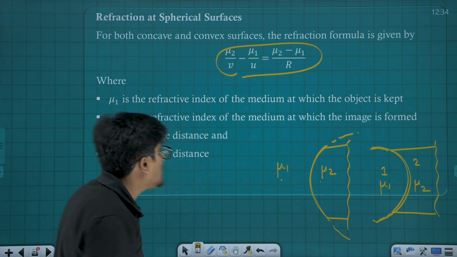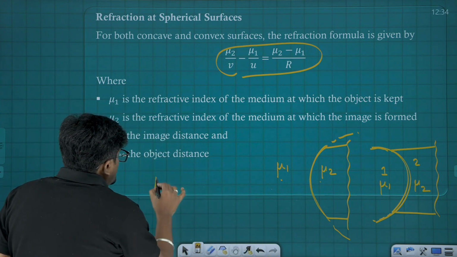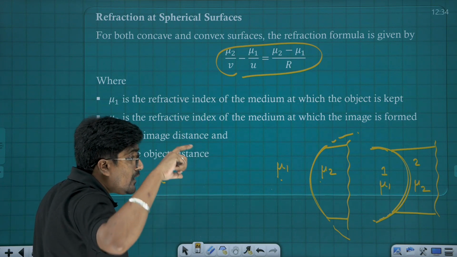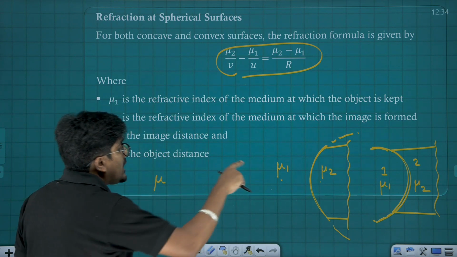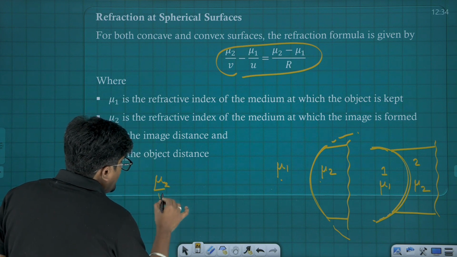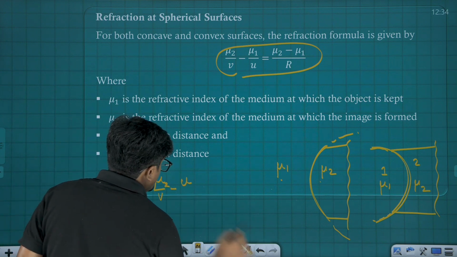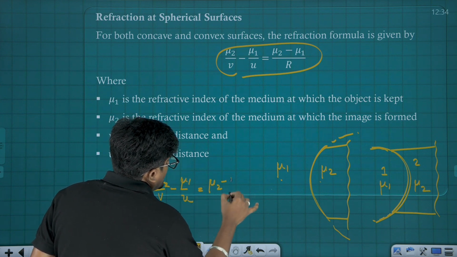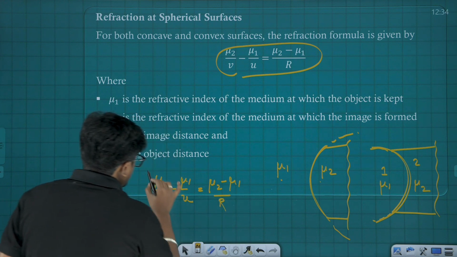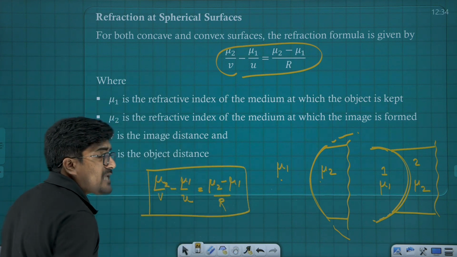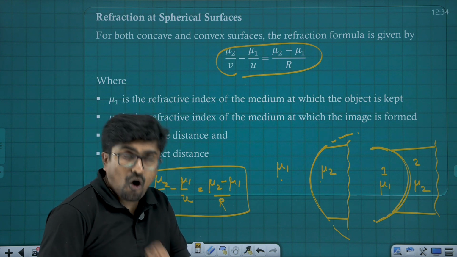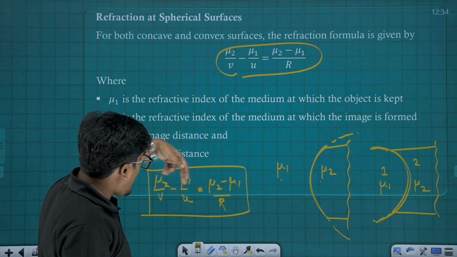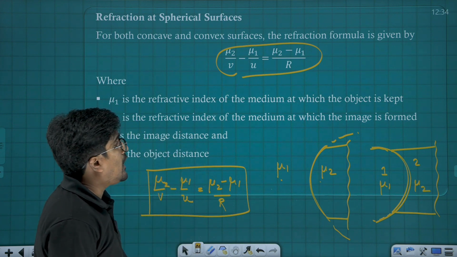If these are the terms, then the relation between mu 1, mu 2, v and u, where v is the image distance, u is the object distance and R is the radius of curvature, is mu 2 divided by v minus mu 1 by u equals mu 2 minus mu 1 upon R. This is applicable both for the concave refracting surface as well as the convex refracting surface.